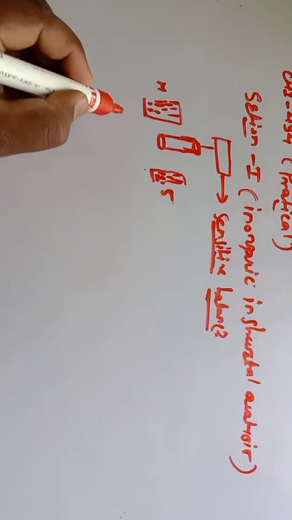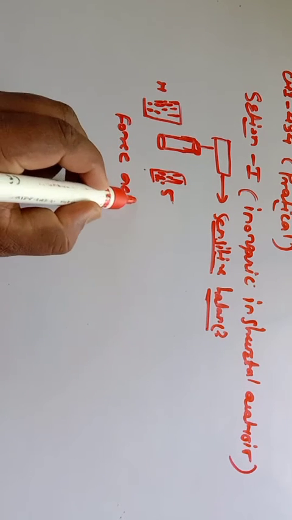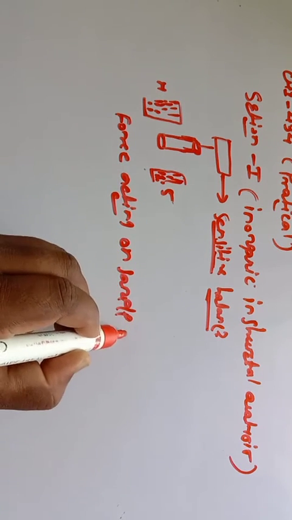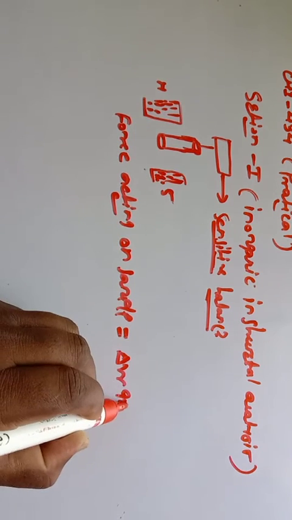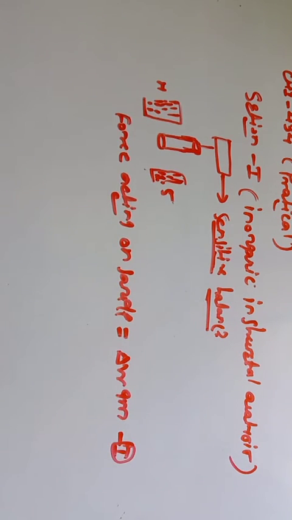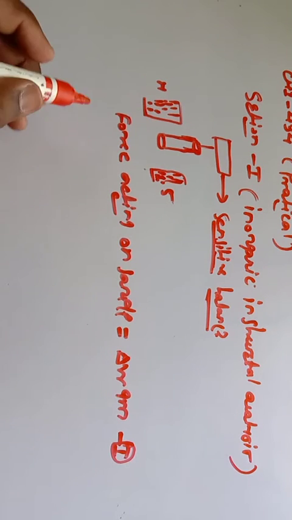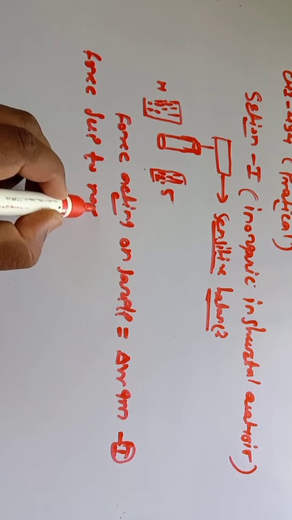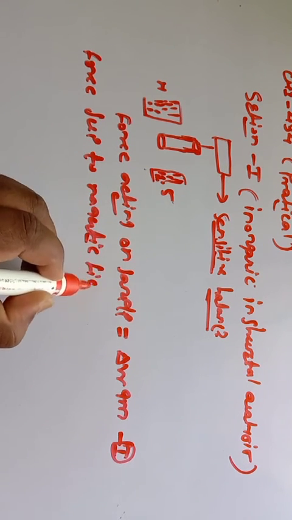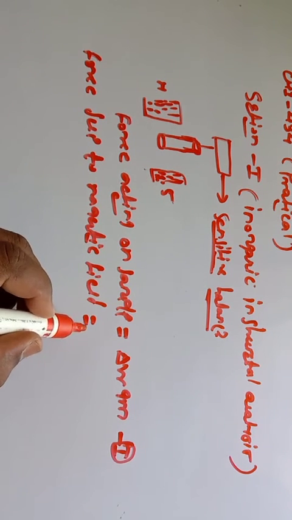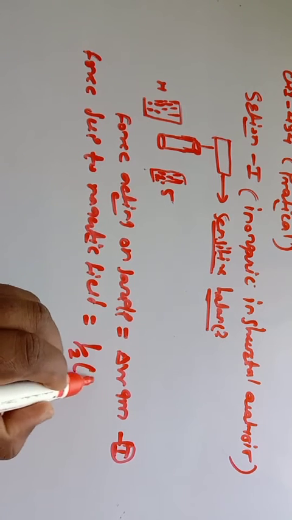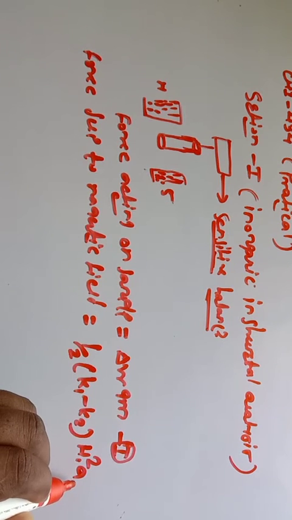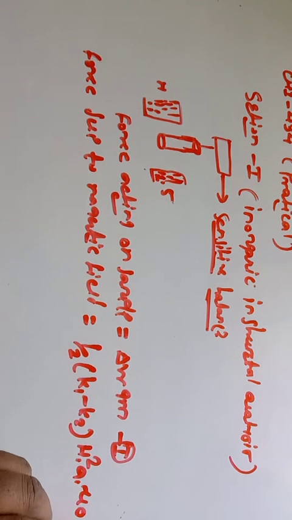So whatever the force acting on sample, it is your delta W gram. Let us consider this as equation 1. And force due to magnetic field, it is given as 1 by 2 (k1 minus k2) H square into A into mu 0. Let us consider this as equation 2.